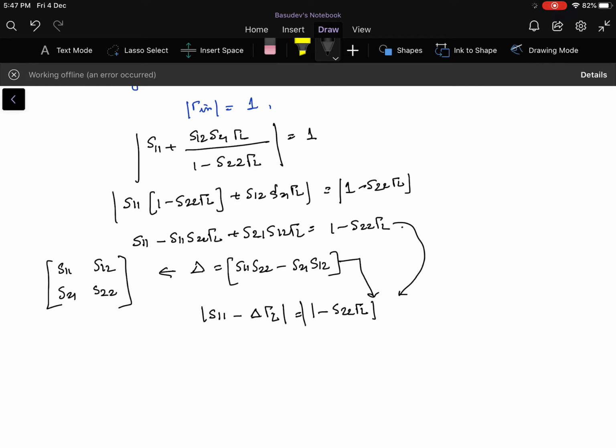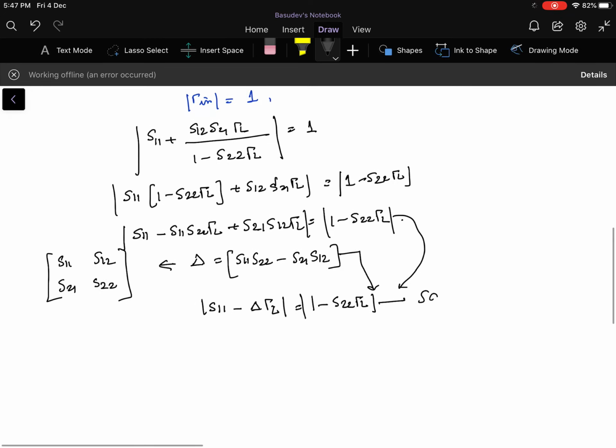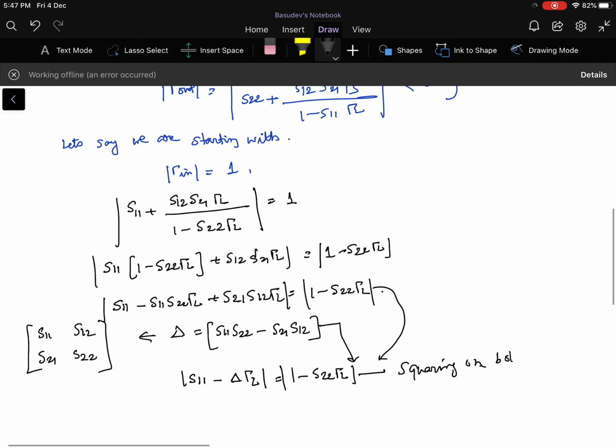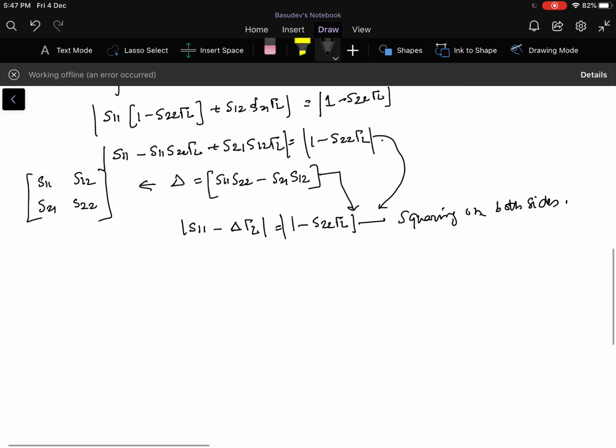Now what I'll do, I will square it up. This I'll square. Now squaring on both sides. So if you square it up, you will get a big equation. I am writing this equation, please follow.